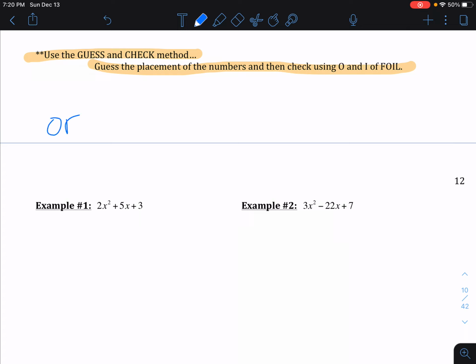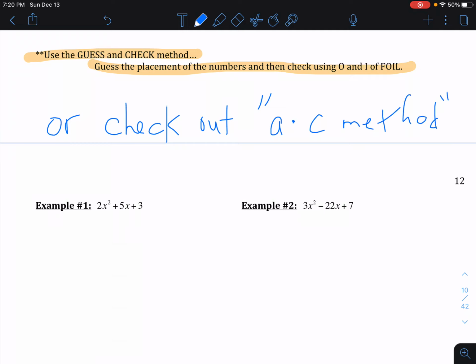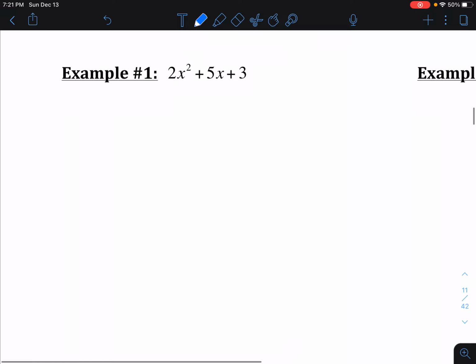If you want, you can also check out a different method on YouTube. It's called the A times C method. Either one, I don't care which one you use as long as you learn one way or the other. So we're going to use the guess and check method today. We're going to guess the placement of the numbers and then check them using the O and I of the FOIL method that we refreshed on in the warm-up. So let's take a look here.